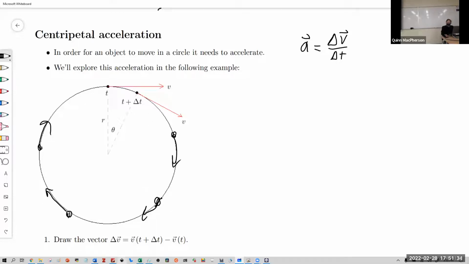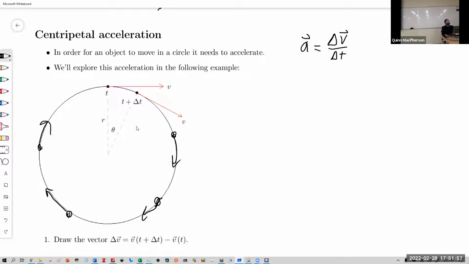So if you think of this as a person running around a circle or a car driving around a circle or something like that, it's going to go at a constant speed. It's just going to keep going around. So it's not going to change its speed. It's only changing its direction. Imagine at time t, it's traveling at velocity v. At some time t plus delta t, some time later, it's traveling at a different velocity.